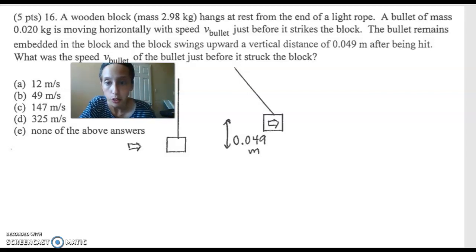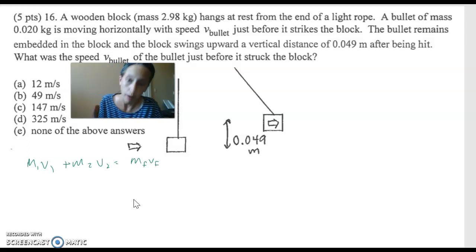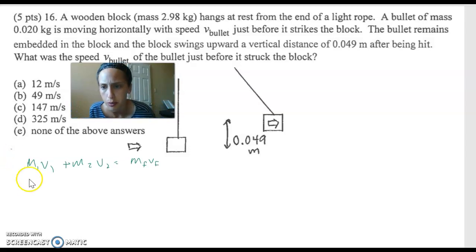Okay, so we've got m1v1, so that's like the block, or the bullet, plus m2v2 equals m final v final. The subscripts are going to be real important here. Okay, so momentum is conserved. Momentum before equals momentum after. So momentum of the bullet block system before has to equal the momentum of the bullet block system after. Okay, so I'm going to put bullet and block on both.